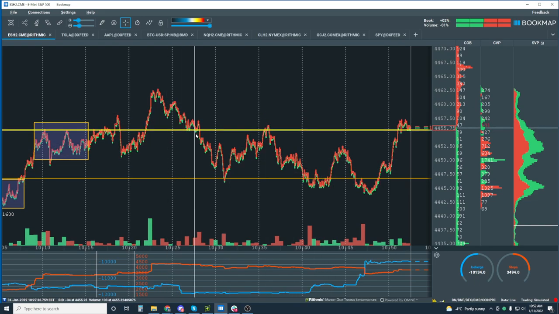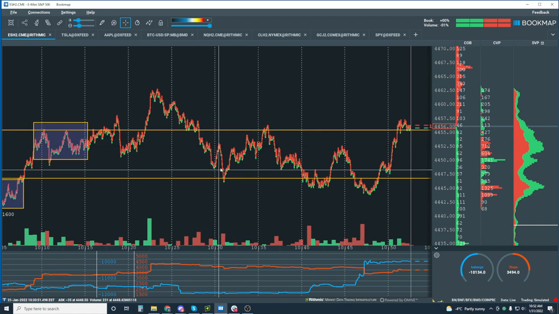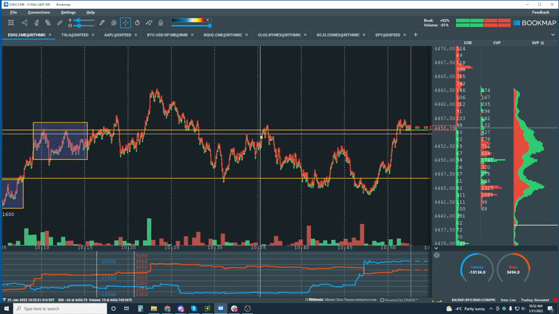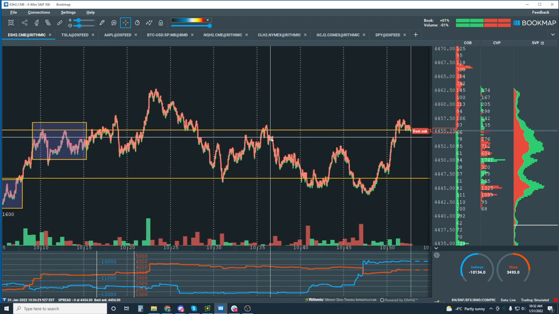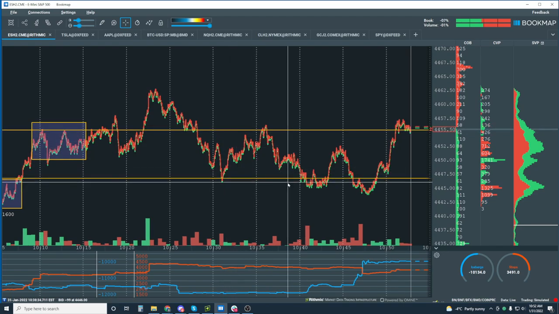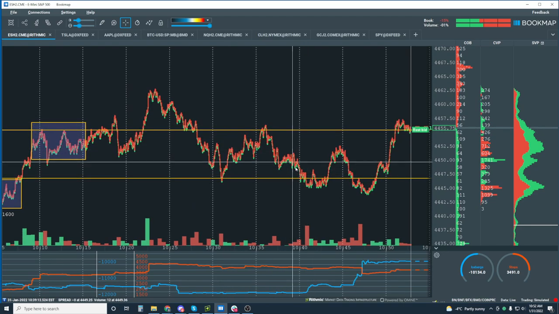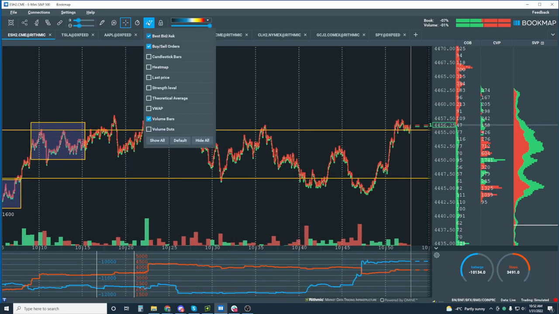All right, so we've got structure here, basically, created by best bid and offer, going back and forth and creating areas of consolidation and breakouts and trends. Now, what we want to understand within the structure is the volume. Where is that volume transacting? And so let's add that onto the chart now.